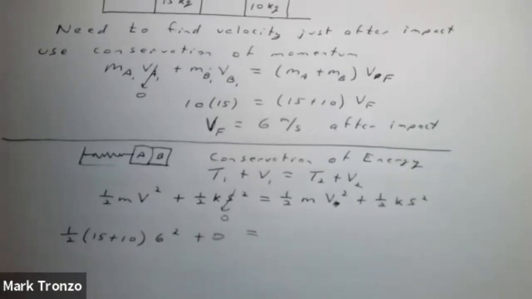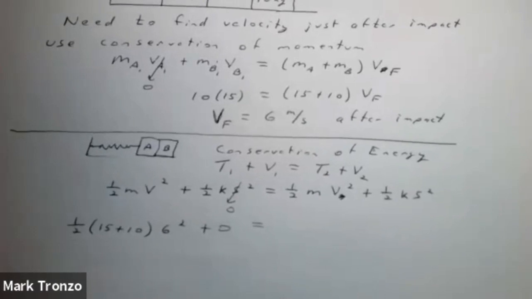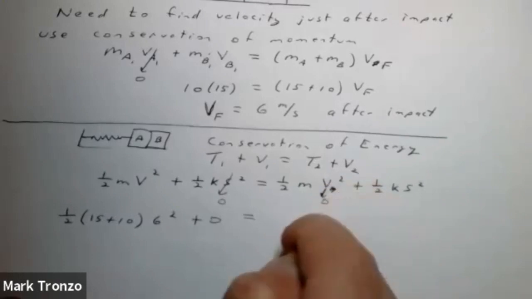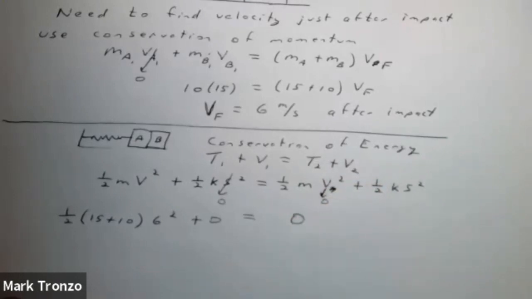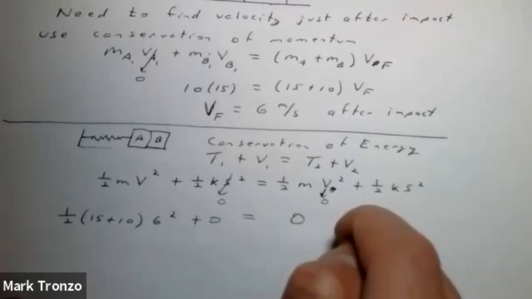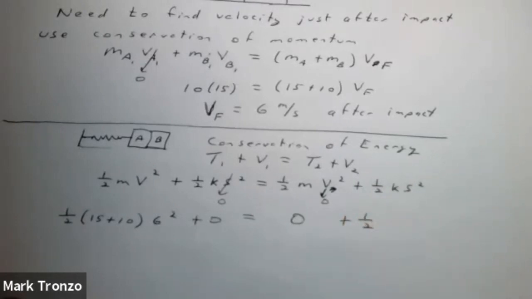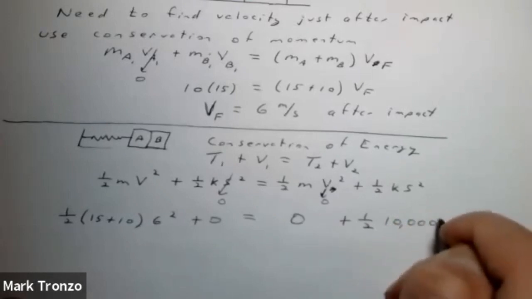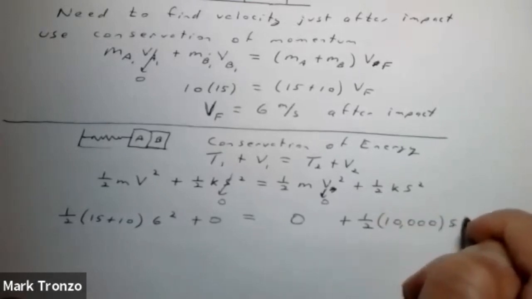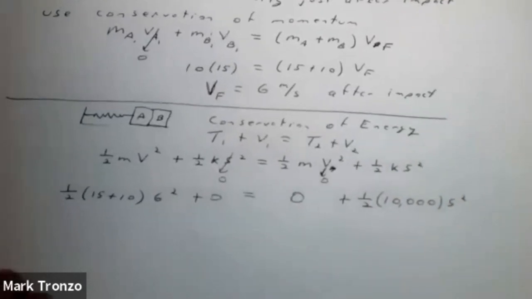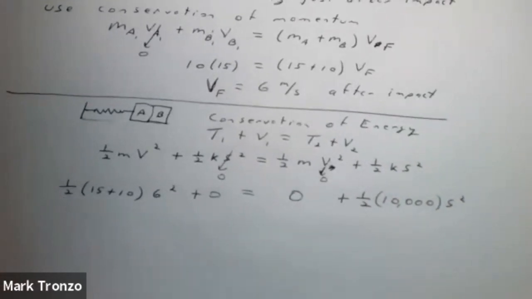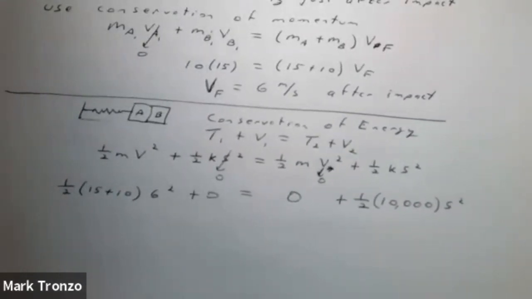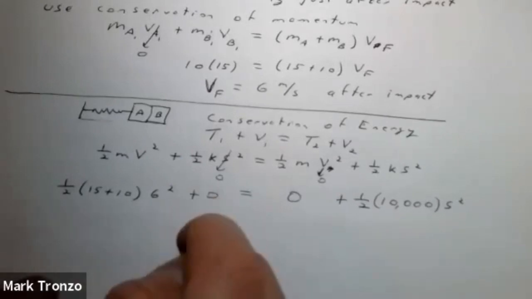Then on the right-hand side, we're looking for the maximum deflection. So that's going to be when the velocity is 0. So that first term is 0. And then this is going to be 1/2 times our spring constant of 10,000 newtons per meter times S squared. If you put that all in your calculator, you'll find that S is 0.3 meters.